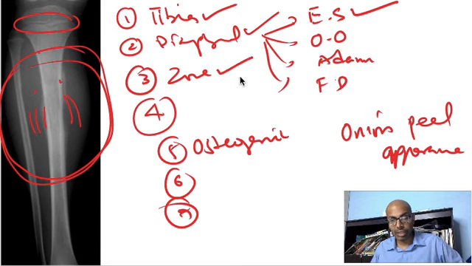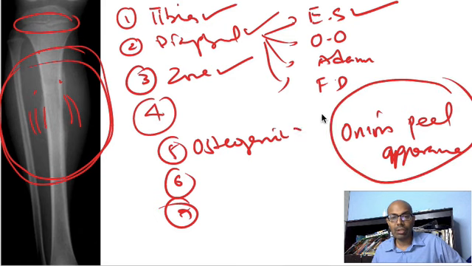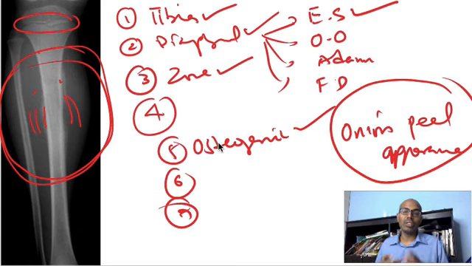The zone of demarcation is not clear. There is no sclerotic margin, and the zone between abnormal and normal zone is very poor. Then periosteal reaction is in lamellated appearance, onion peel appearance is seen, osteogenic or bone formation is seen. So these are the clinching features in favor of Ewing sarcoma.